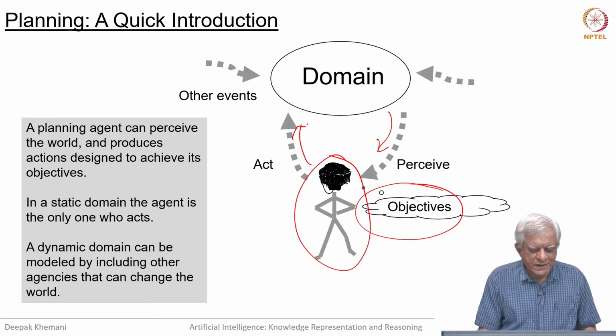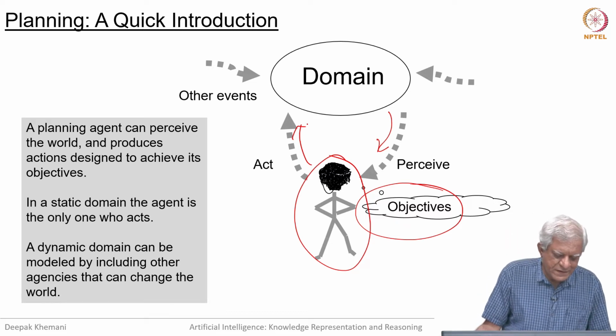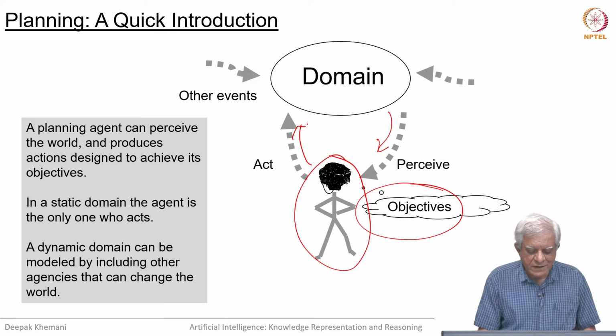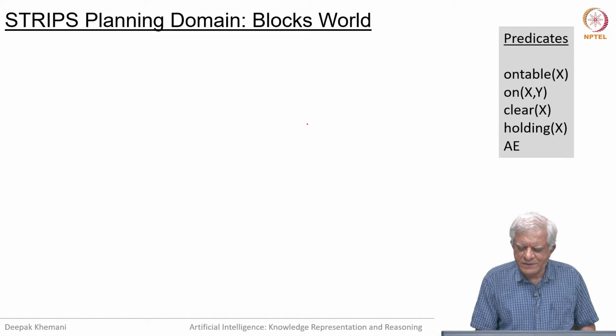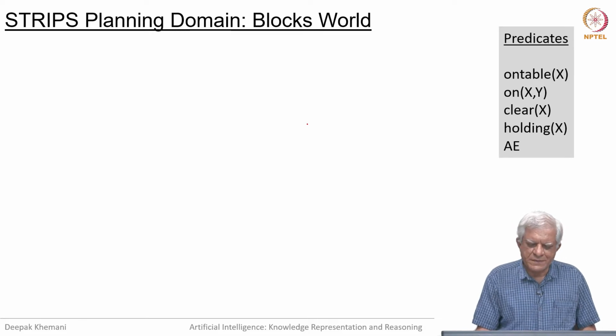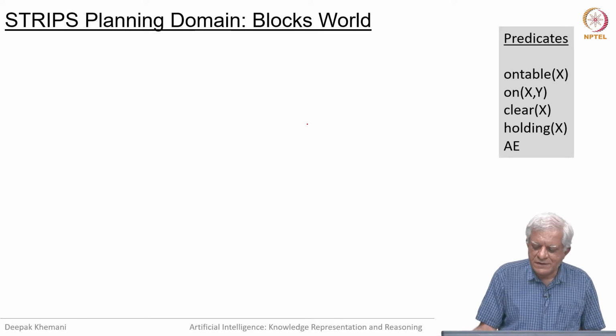In a static domain, the agent is the only one who acts, but in a dynamic domain, there may be other agencies. So, we can model a dynamic domain by including other agencies that can change the world. So, in the planning world, we work with predicates which describe the domain. For example, we have on table x, on x, y, clear x, holding x. AE stands for arm empty, assuming that we are talking about a one armed robot.